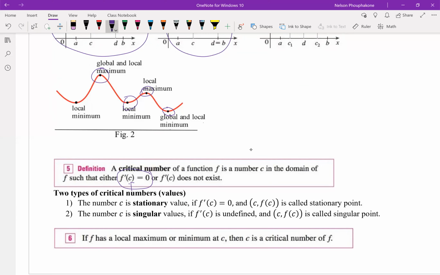The number c is singular if f prime of c is undefined. So if we have f prime of c undefined, then this c right here is what we call the singular value. Of course, it's also a critical value as well. Then (c, f of c) is called the singular point. If f has a local maximum or minimum at c, then c is a critical number of f.